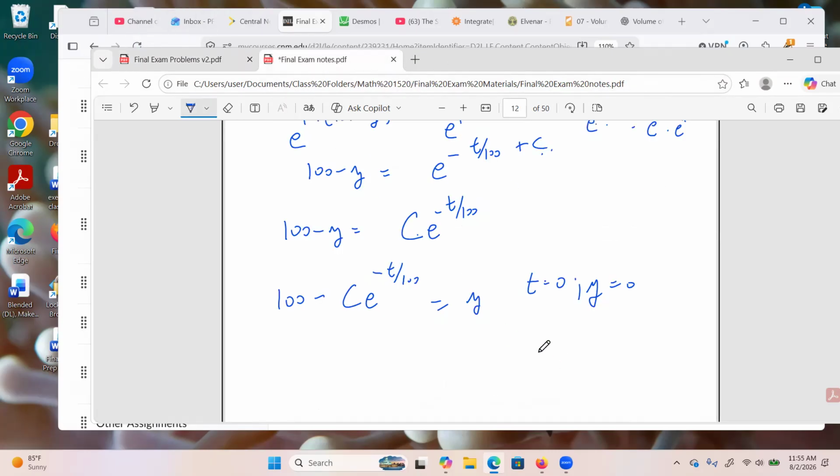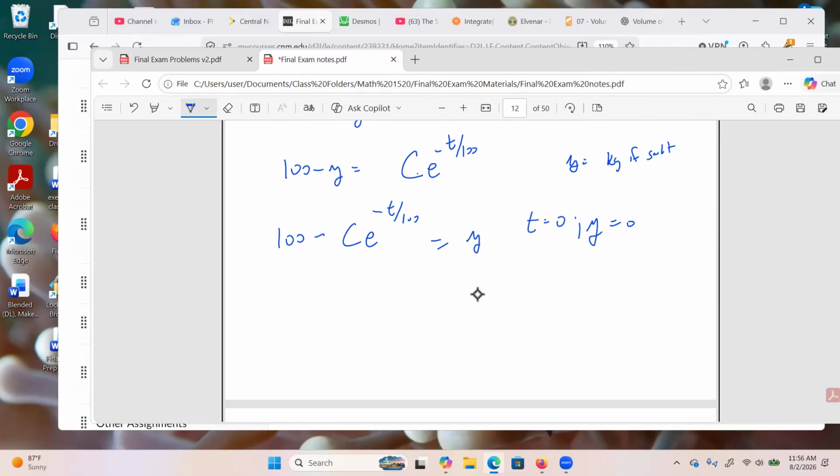So Y is the amount of salt, kilograms of salt. This could be anything. Salt's usually the way they do this, but this is used for pollution as well. Okay. So at t equals 0, y is equal to 0. So we have 0 is equal to 100 minus c. I'll put a 0 in here. E to the 0 is 1. Okay. So we're going to be able to say that 100 is equal to c.